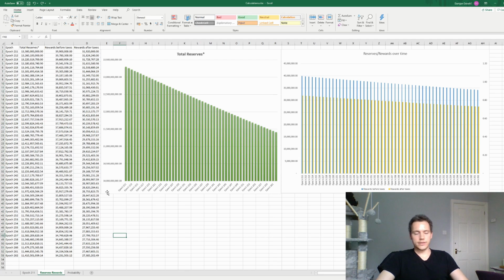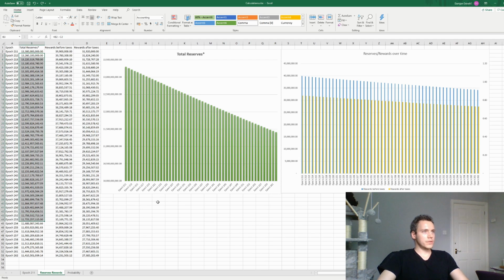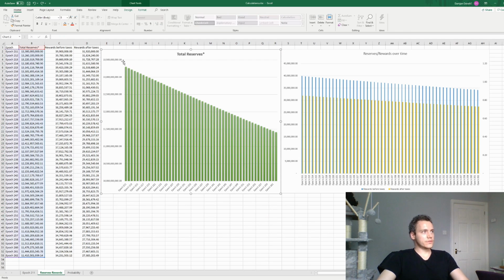So why is that? As I said, these rewards that get transferred in epoch 211, we will get 39.9 million of ADA in rewards. So it will go from reserves into circulation. So this number will be the total reserves we had at the start minus the reserves we put into circulation. So this will get lower and lower with time, and that's illustrated in this graph.